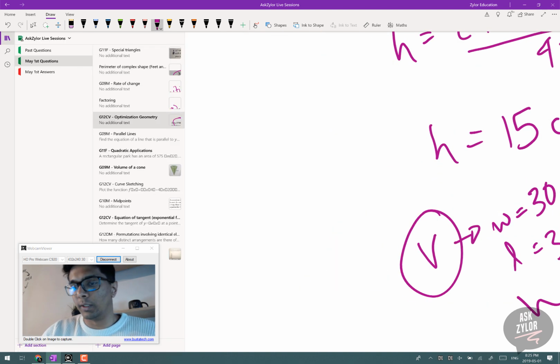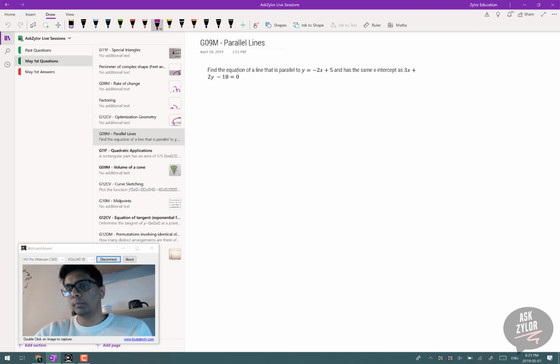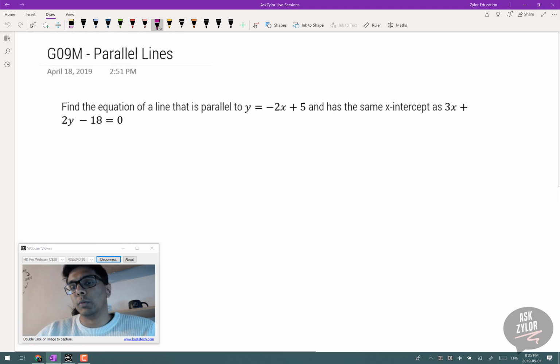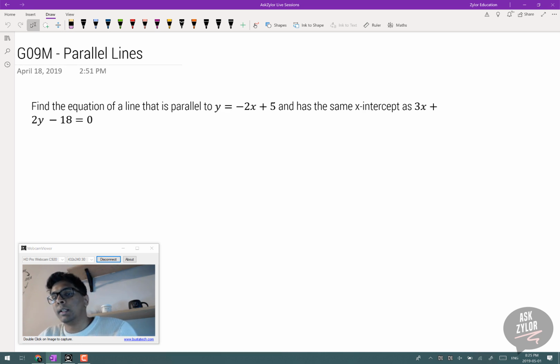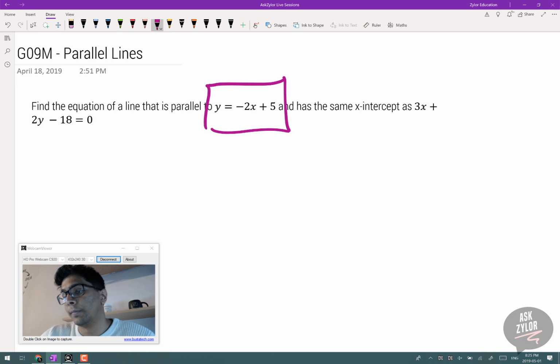Okay, so we'll move on to the next question. So this is where we're going to grade 9. We're talking about parallel lines. So we're given two equations. So find the equation of a line that's parallel to y is equal to negative x plus 5. So it's parallel to this line, and has the same x-intercept as this, 3x plus 2y minus 18.